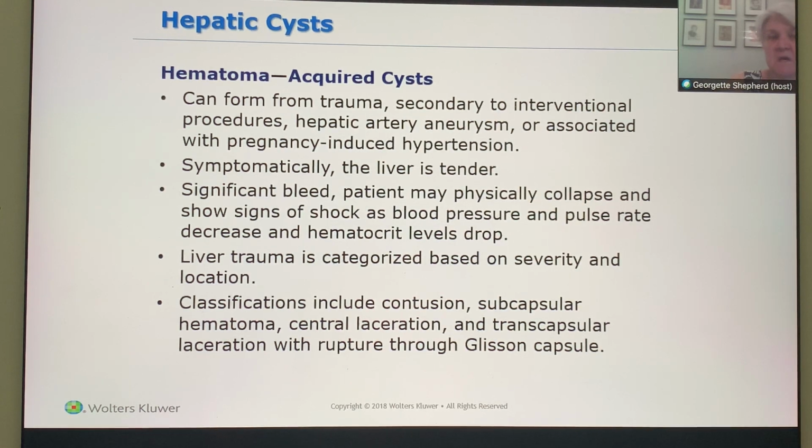It can also be caused from an interventional procedure, an aneurysm of the hepatic artery, or pregnancy-induced hypertension. The liver will be very, very tender.